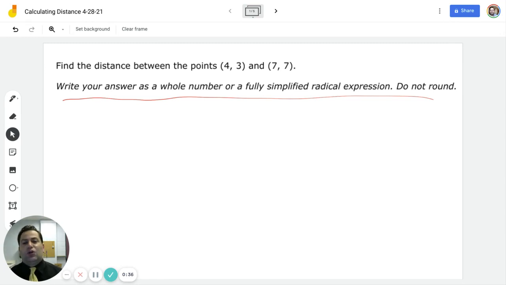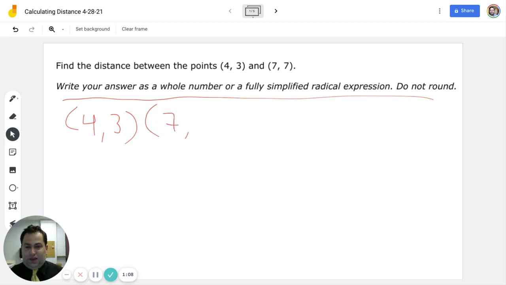So I thought, okay, well, why don't we do that in a video so that you get a sense of how square roots work and how you can manipulate them without writing it as a rounded decimal. So I picked a variety of difficulties. Some of these are going to come out as whole numbers. Let's try some examples and see where we're at. So in number one, we have to find the distance between 4, 3 and 7, 7.